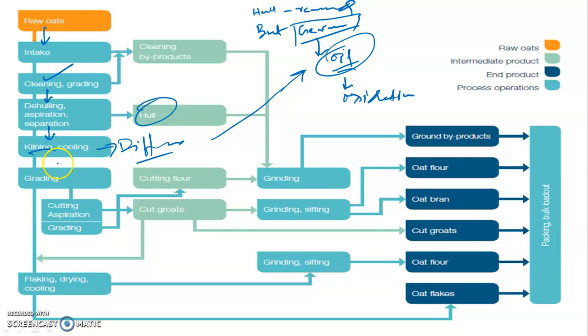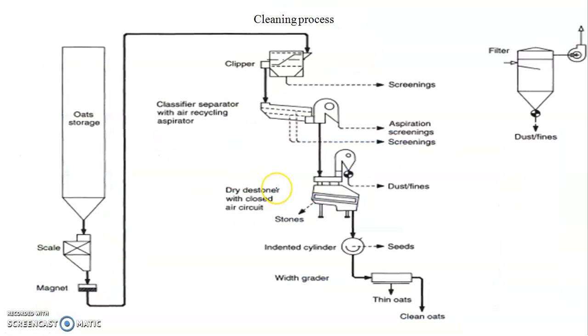So after killing, we have a choice whether we produce the flakes, oat flour, oat cut groats, or oat bran. We have to decide accordingly, as shown in this figure. Now let us discuss the various unit operations used in oat processing. The first unit operation is cleaning. In cleaning, we use various instruments to produce clean oats.